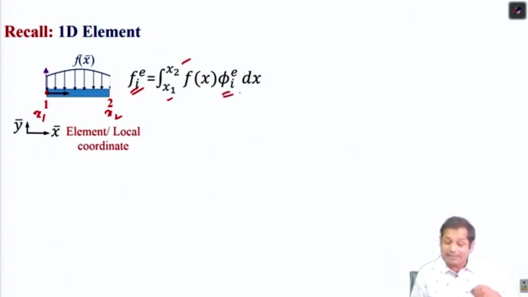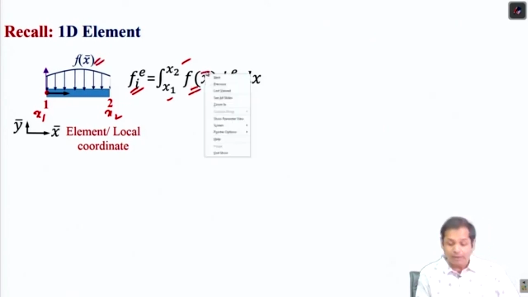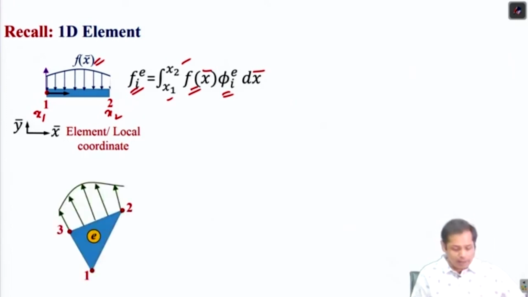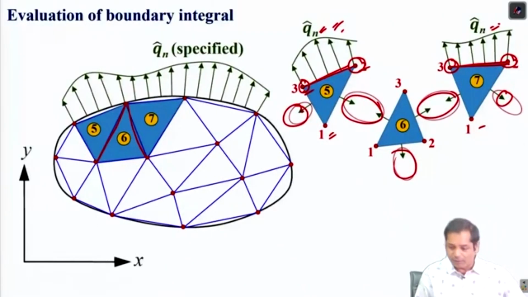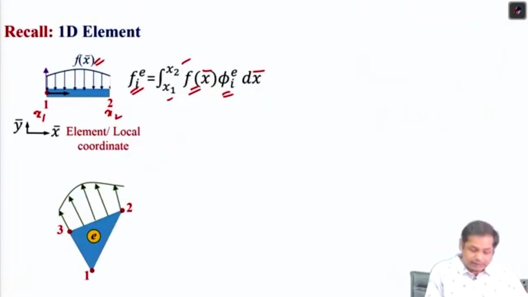Phi I is the shape function defined on this element, and this is x bar, the local coordinate system. We will apply a similar concept here. Now, this is our next problem: on this boundary you have to do this integration. This is the integration we have to do.